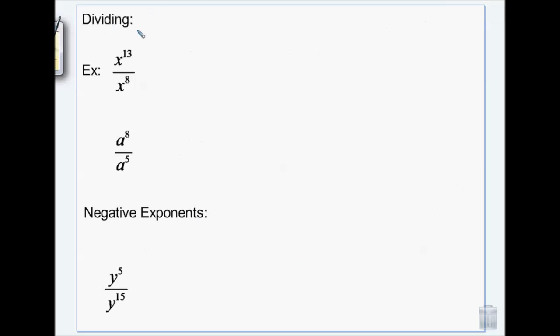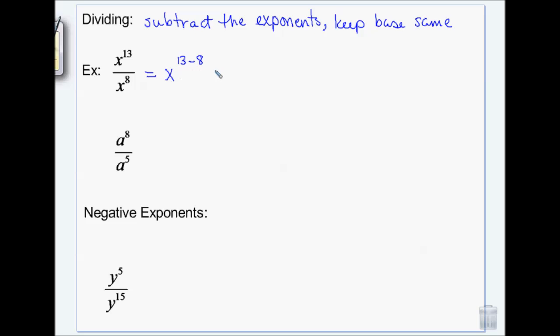Okay, when you're dividing, again, it has to be common bases, and you subtract the exponents. Okay, so x to the 13th over x to the 8th is 13 minus 8. So you subtract the bottom from the top. So that's x to the 5th. This is a to the 8 minus 5. So that's a to the 3rd.